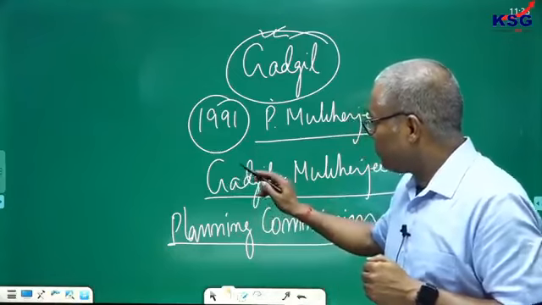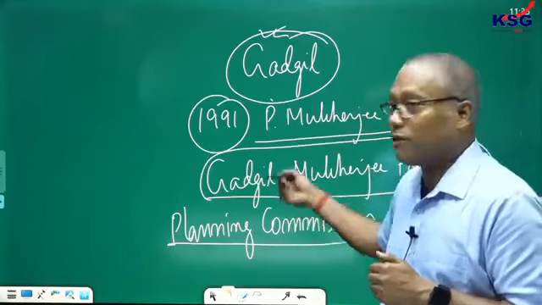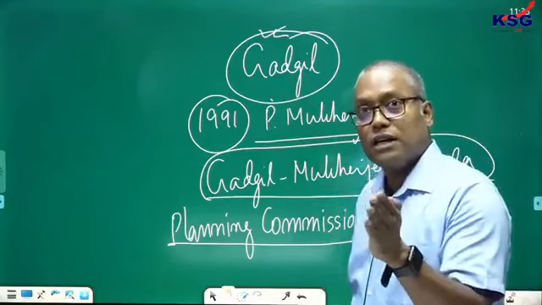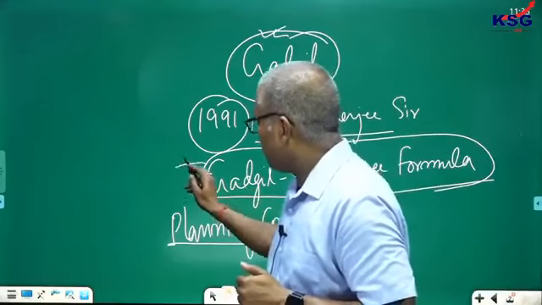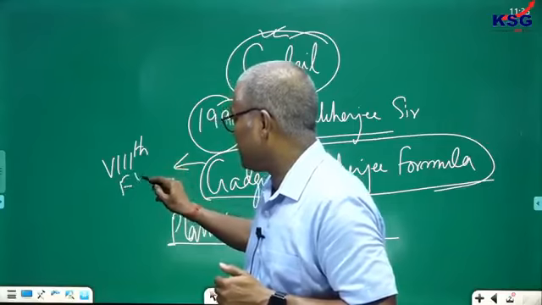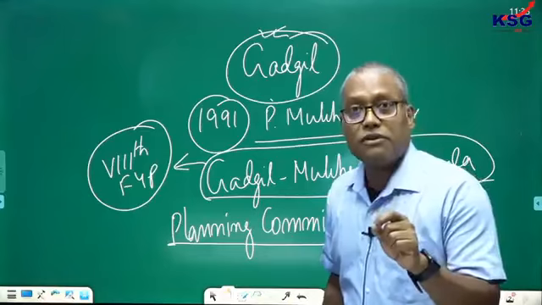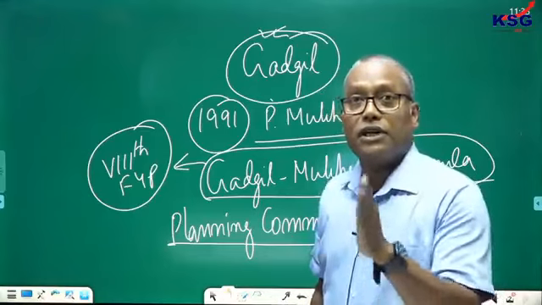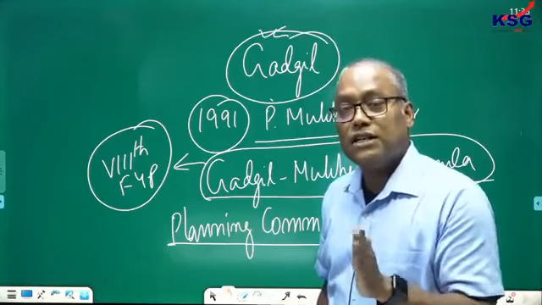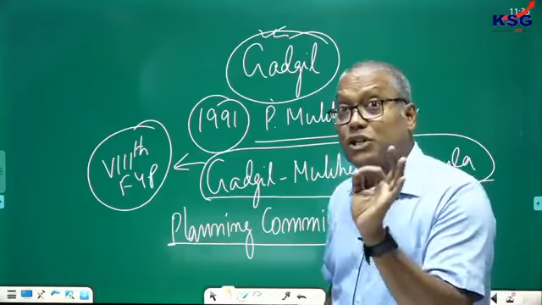So after this committee's recommendation, or after this committee modified or reviewed it, the formula is known as the Gadgil-Mukherjee formula. And this formula was first used in the 8th 5-year plan. Remember, we discussed the 8th 5-year plan with you. The 8th 5-year plan is the first 5-year plan after economic reforms. We started economic reforms in India in 1991, and the first 5-year plan we implemented after economic reforms was in 1992.